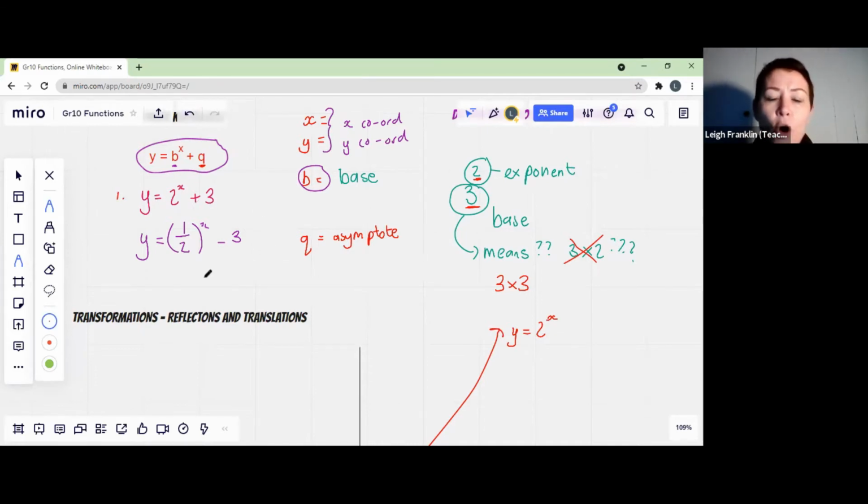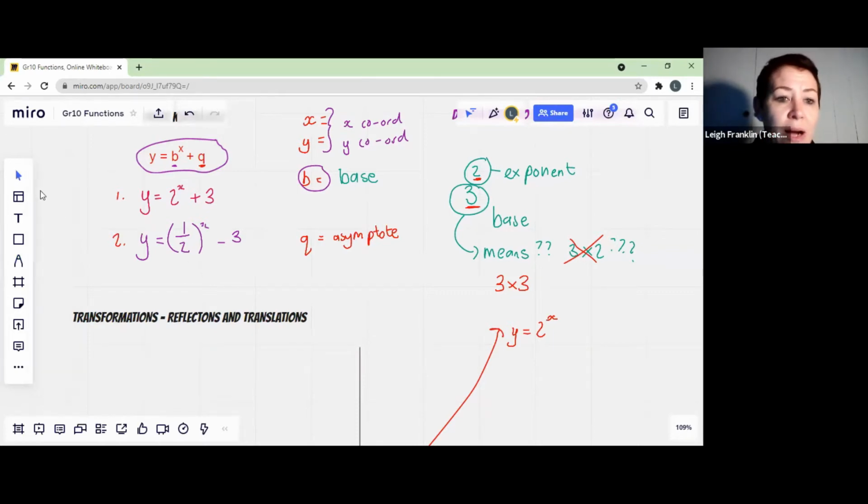And in this particular case, in number 1, what's the value of Q? Perfect. 3. 100%, you're both correct. So the value of Q is positive 3. In the second example over here, what am I saying the value of the base is? In number 2, good, a half, quite right. And what's the value of Q? Negative 3. Beautiful, you're all correct, lovely. So you can see where the B fits in and where the Q fits in.